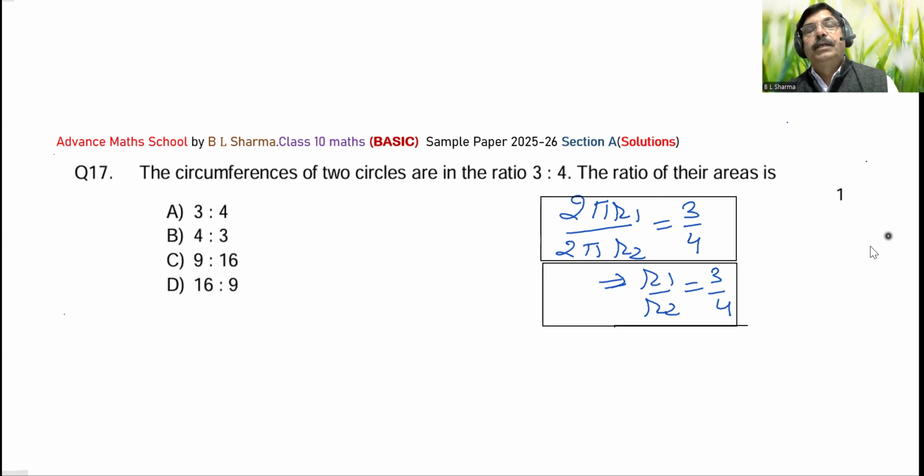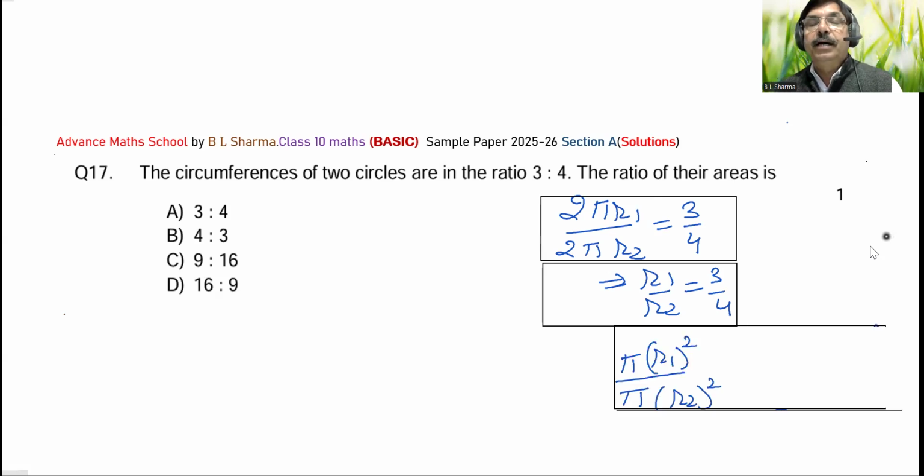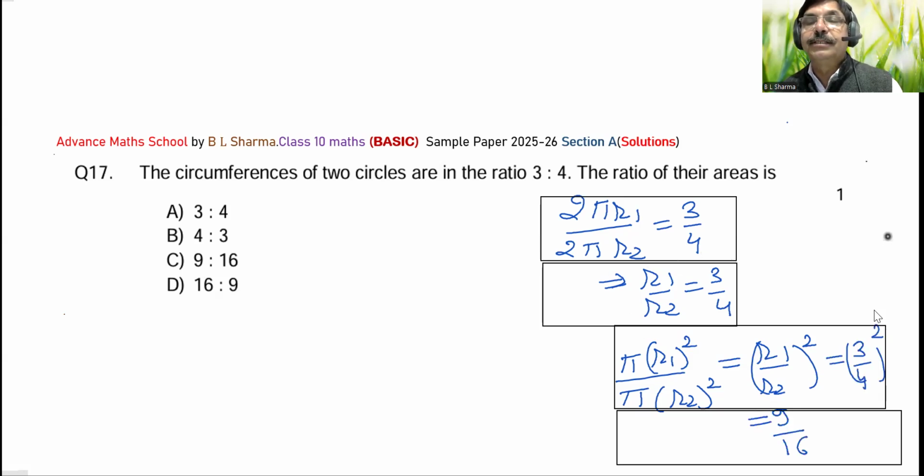Now the area of the circle is pi r square, means pi r1 square upon pi r2 square. Pi and pi again cancel. That is r1 upon r2 whole square. But r1 upon r2 is 3/4. So in place of r1 upon r2 put 3/4. So 3/4 whole square is 9/16. So what is the answer? 9:16.